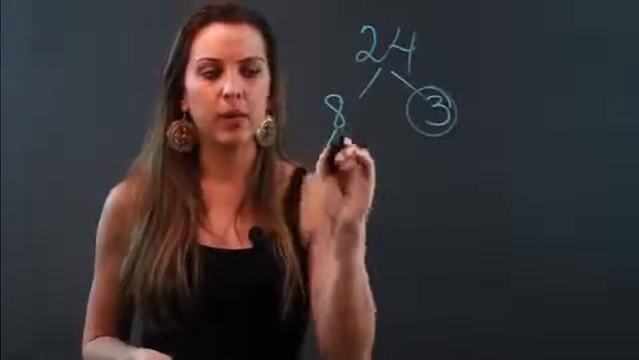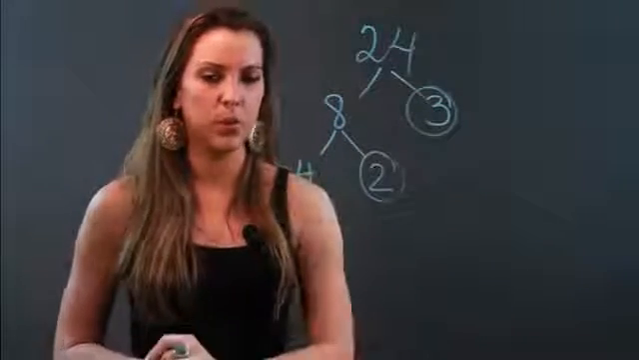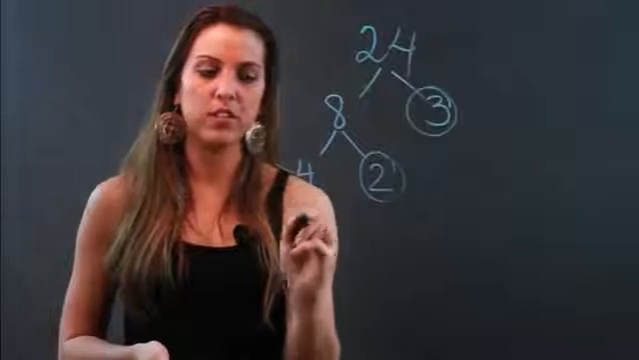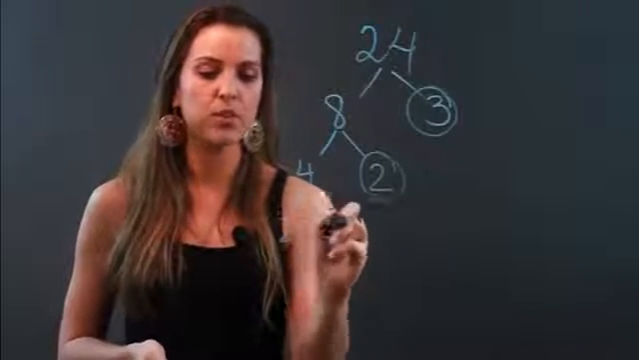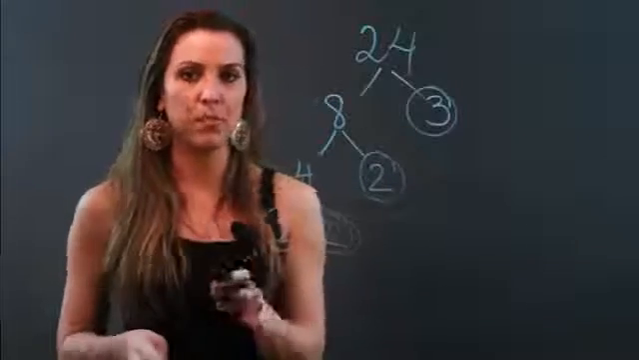So 8 can be broken down into 4 and 2. And 2 is prime, so I'm going to go ahead and circle 2. 4 can further be broken down into 2 and 2, both of which are prime, so I'm going to circle them both. Now that all of my branches have been circled off, I'm done breaking things down.